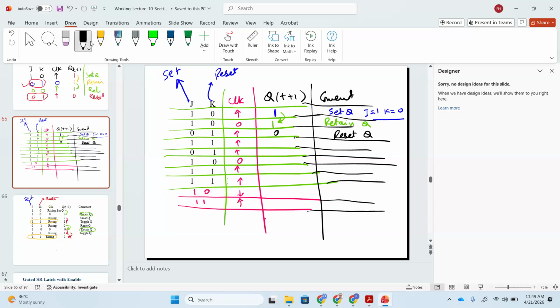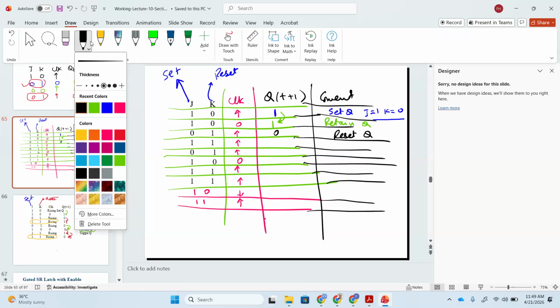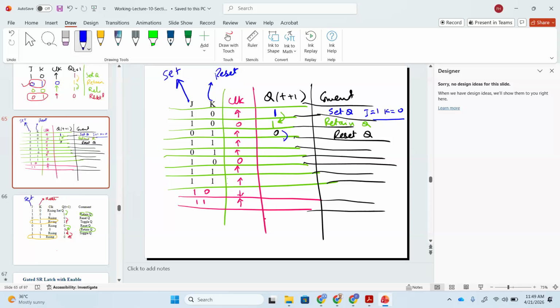It becomes 1. Why does it become 1? Because now I'm using the blue color, so it becomes 1, which is called toggle Q. Toggle the Q, the previous value. It will become 1. Any question? Clear or not clear?